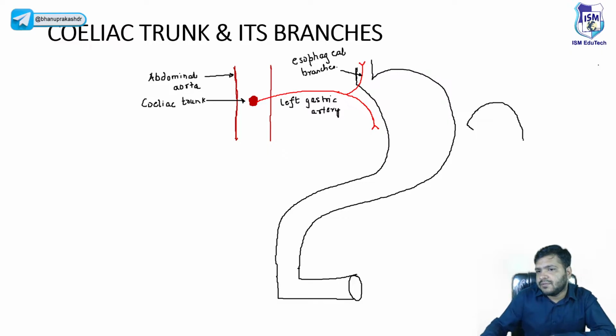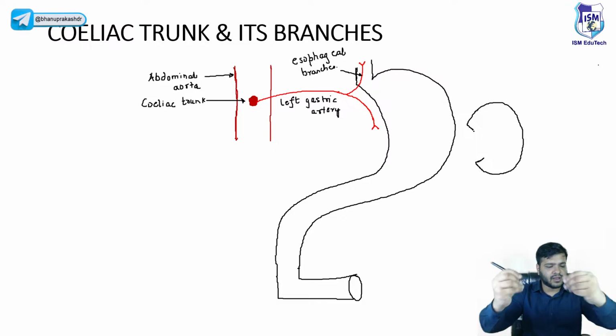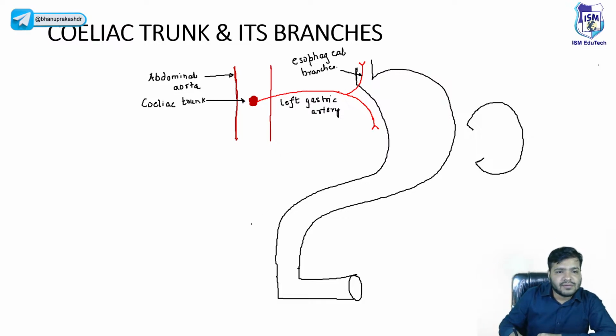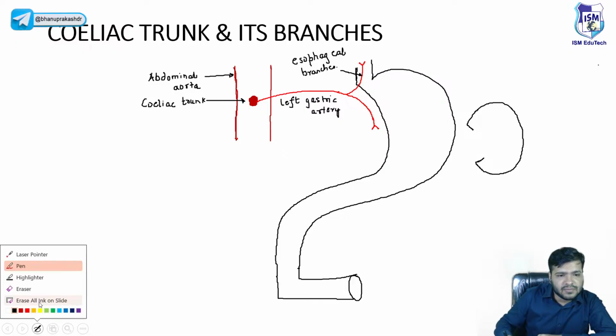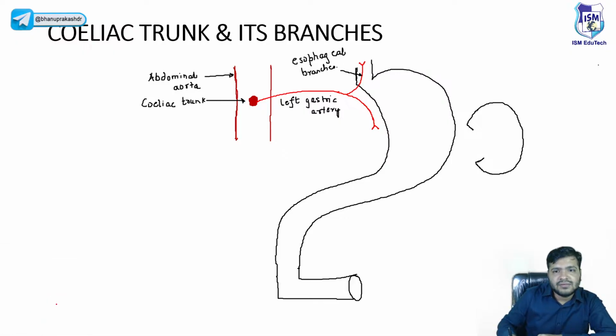Basically, we have two types of spleen: the diffuse spleen and the compact spleen. Can anyone tell me the difference between the diffuse spleen and the compact spleen? Meanwhile, I'm drawing the other branch. Remember guys, the other branch of the celiac trunk is tortuous in nature.